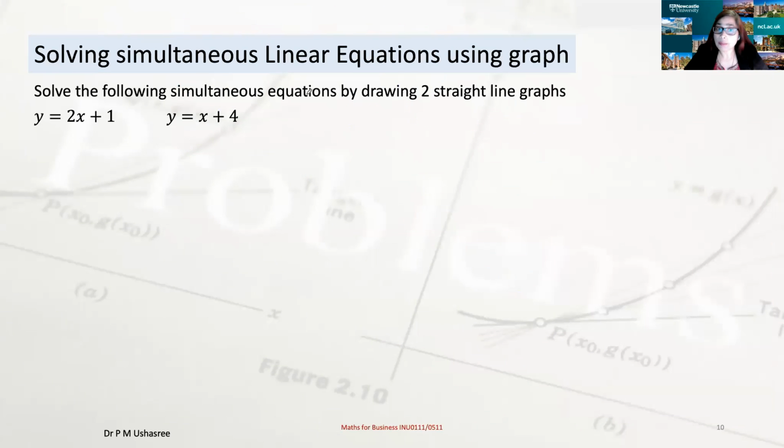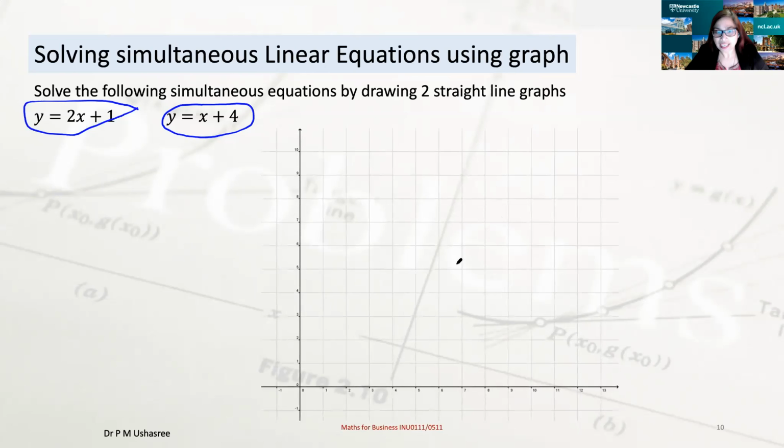Now, how to solve the simultaneous equation by drawing 2 straight lines? We have seen that this week. That is y is equal to 2x plus 1, y is equal to x plus 1. Both are linear equations, because the highest order is 1. And how do you draw the straight line for these 2 equations? You first find the y-intercept, then the x-intercept, and then get another third point and draw the straight line.